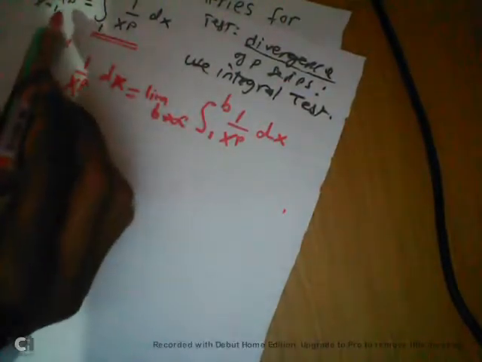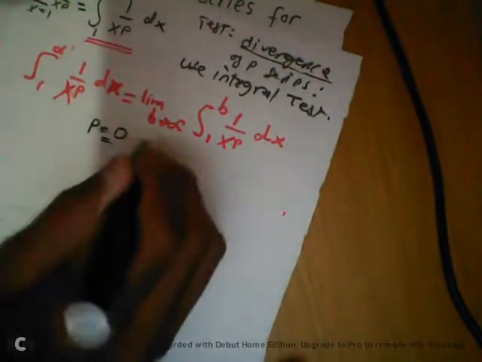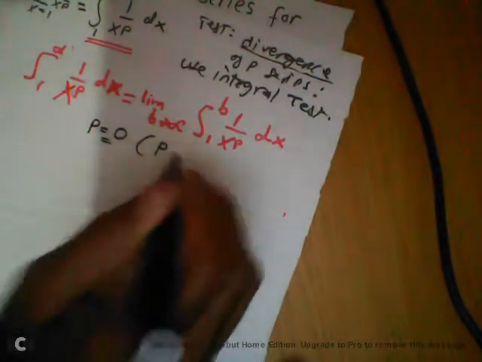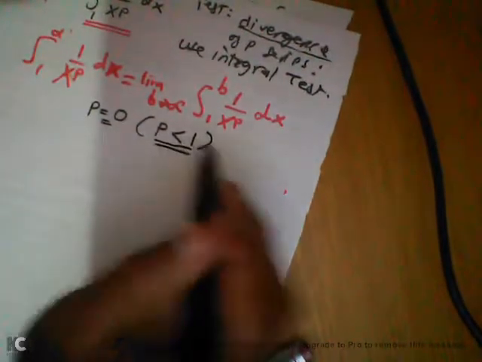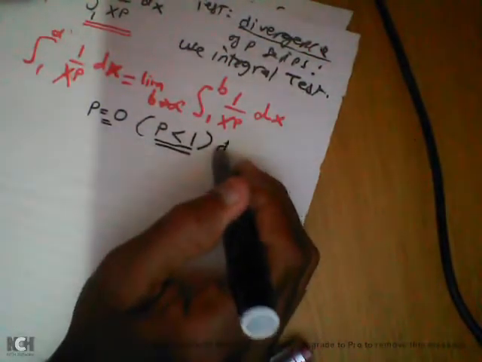Here we go. Now we say our p is less than 1. Let's assume p equals 0. What is 0? We know 0 is less than 1. And what we said on the previous line is that when p in the integral test is less than 1, the series diverges.